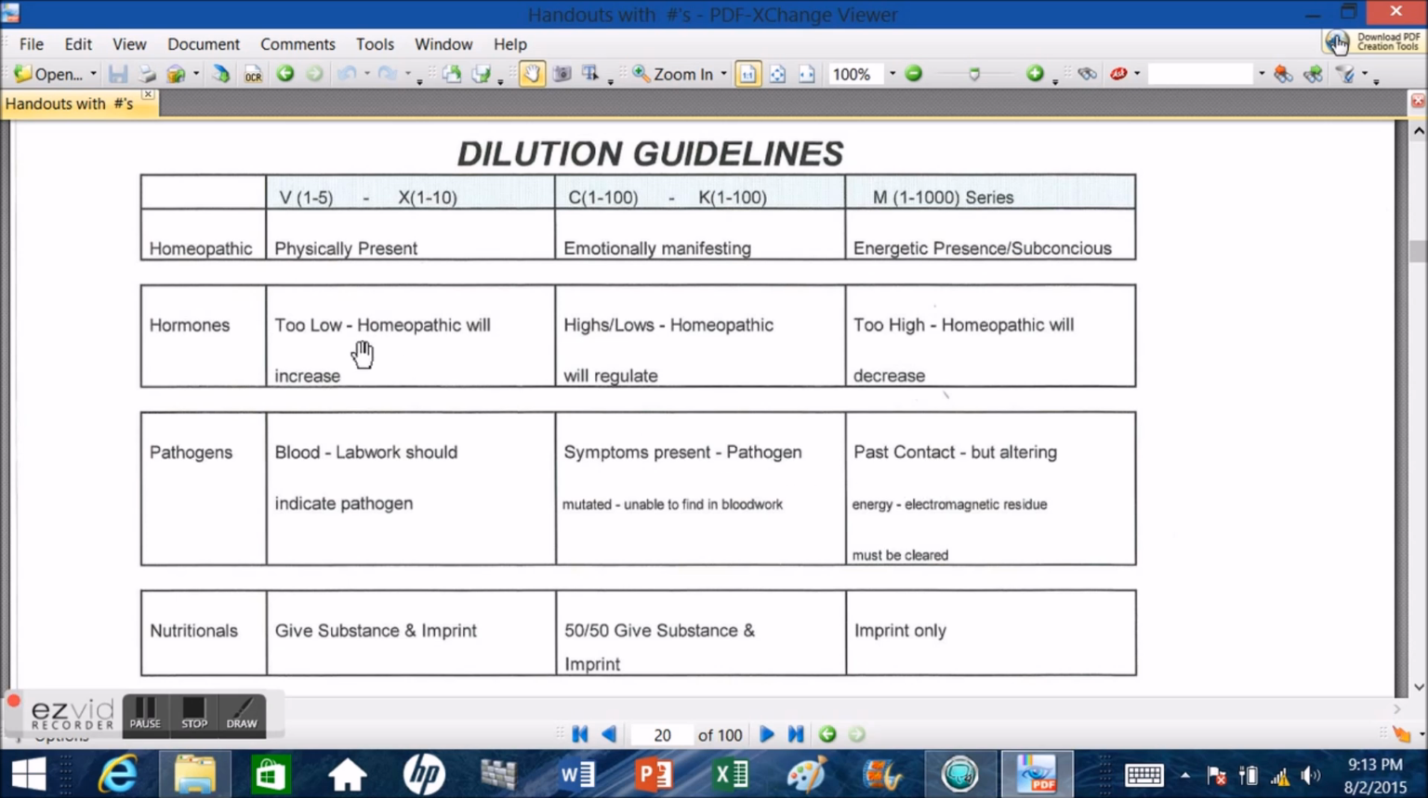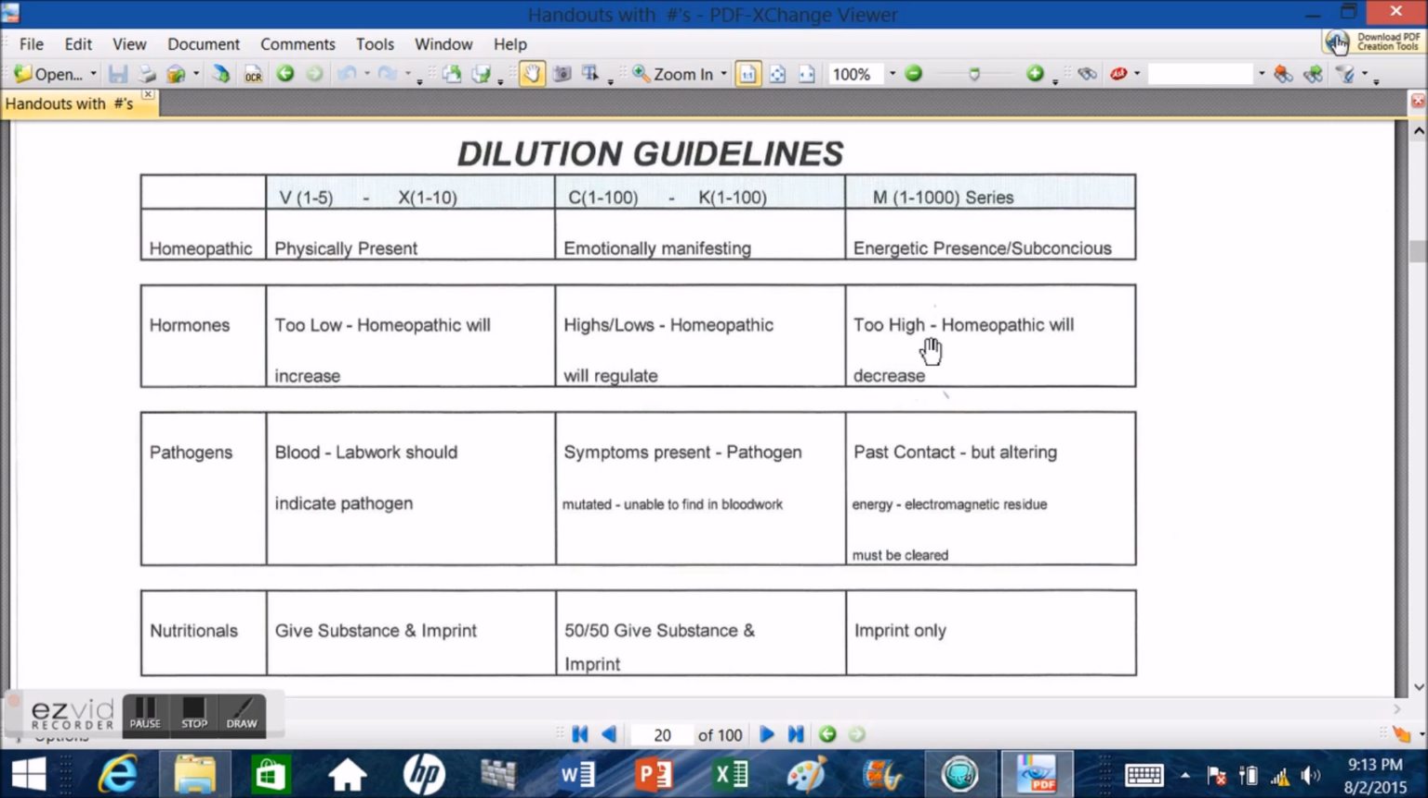And the one I love the most is this hormone thing. If they've got like an estrogen showing up in a 10B, that means their estrogen's too low, and the homeopathic's going to increase the estrogen. Whereas if it was let's say 100K, then that means that they're having highs and lows with estrogen or testosterone or whatever hormone or neurotransmitter shows up. Whereas if it's an M series, then that means that the particular hormone is too high and the homeopathic is going to decrease it.